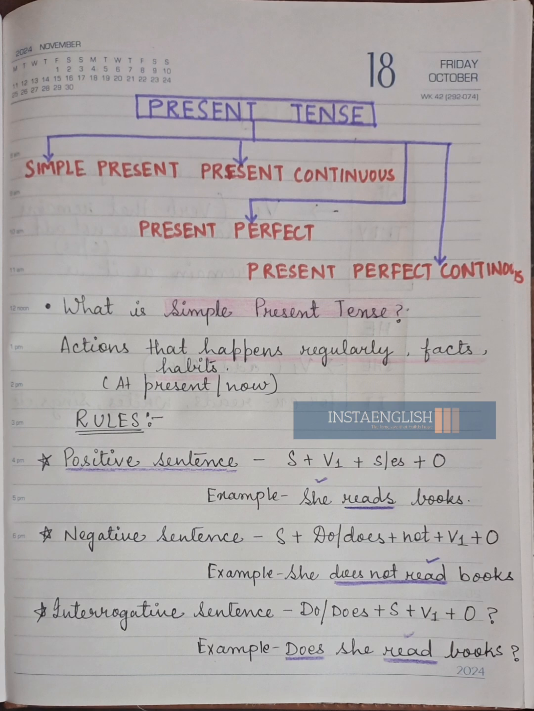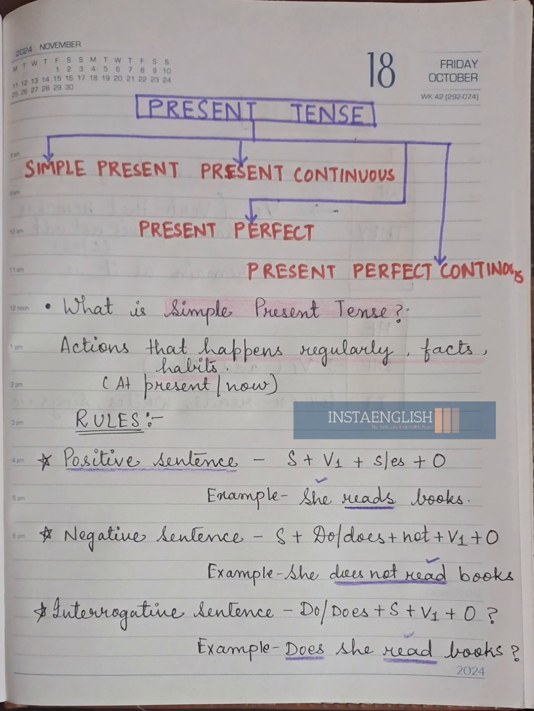So here the subject is she. So if the subject is she, then does comes, not do. Do comes only with I, we, they and you, and in case of he, she, it comes does. Next comes the interrogative sentence, means the question sentence. Same things, does applies because she is the subject. So first comes do or does, according to the subject we will write it. So here the example is, does she read books?